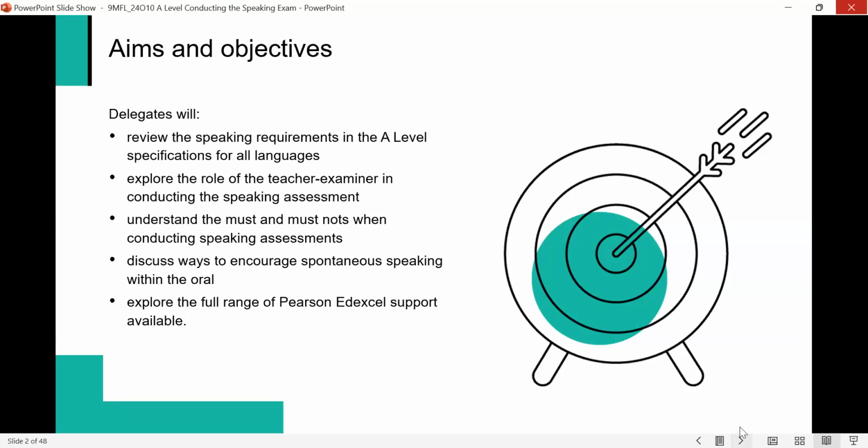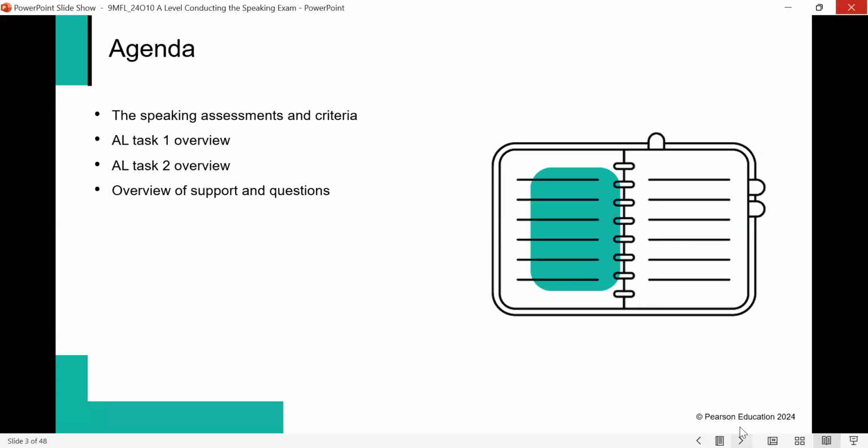We're also going to work on understanding the things you must and must not do when conducting the speaking assessments. We'll talk about ways to encourage spontaneous speaking as well within the oral. And also at the end, we're going to have a look at the support and so on that's available from Pearson Edexcel to help you get your students ready for this A-level.